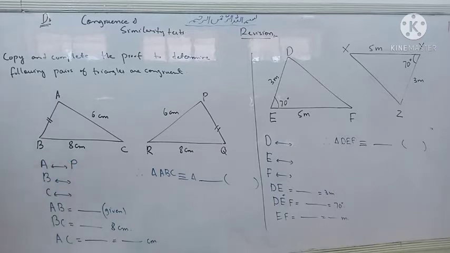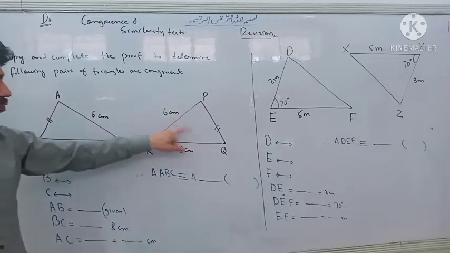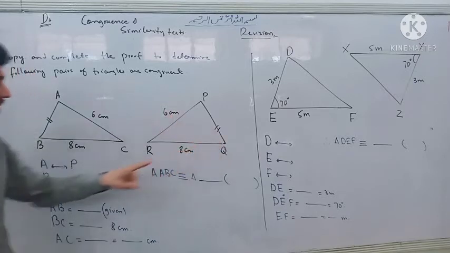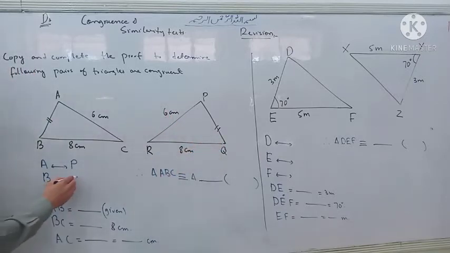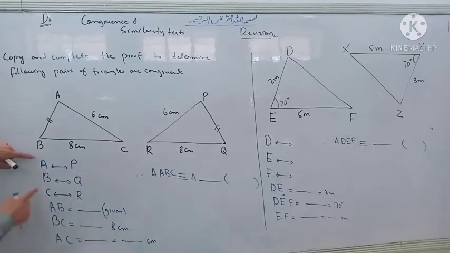Then B. Now B is in front of the 6 centimeter and here Q is in front of the 6 centimeters. So B and Q are the corresponding vertices. And the rest is C, that is R. So A, B, C, P, Q, R. You have to read the vertices very carefully, like A, B, C in sequence, then P, Q, R, right? Now we have to check whether the corresponding sides are the same or not. So AB and PQ.